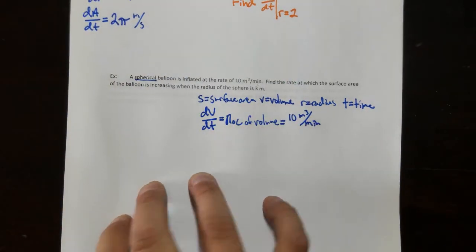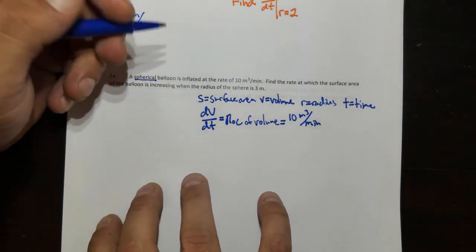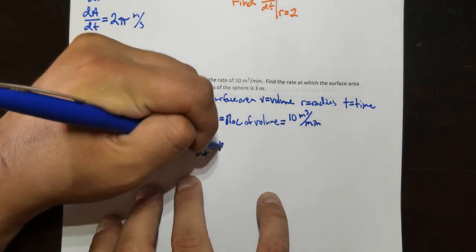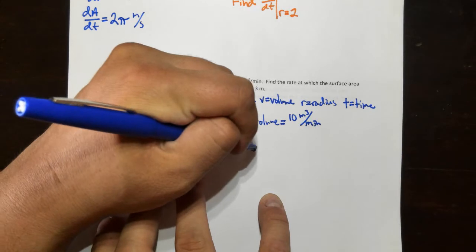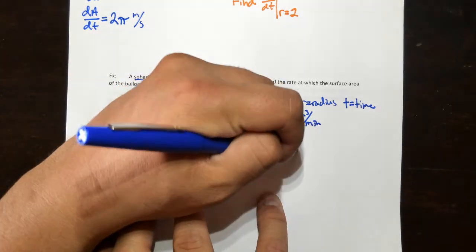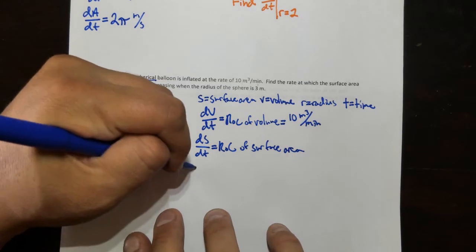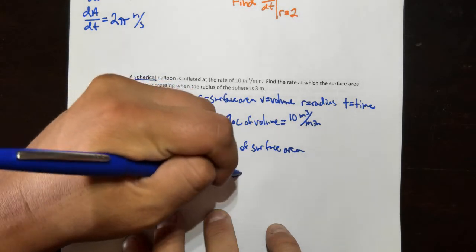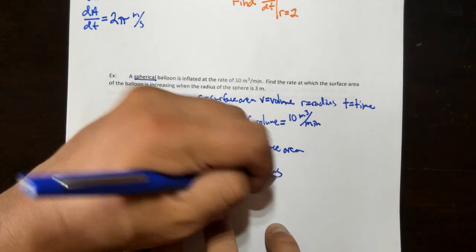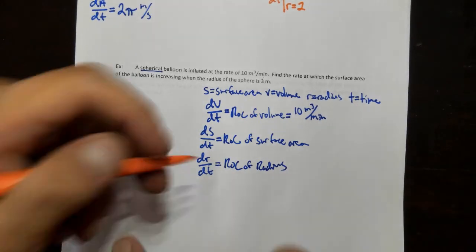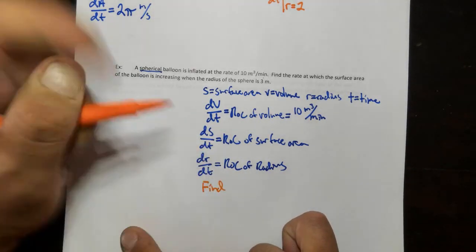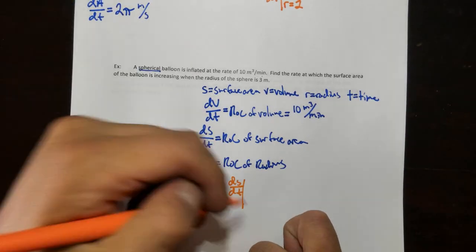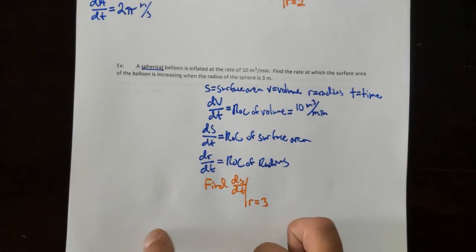We're looking for dS/dt, the rate of change of the surface area, and we'll also run into dr/dt, the rate of change of the radius. What we're finding is dS/dt when the radius is 3, when r is 3.